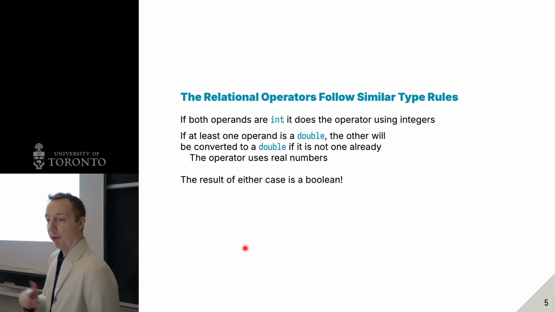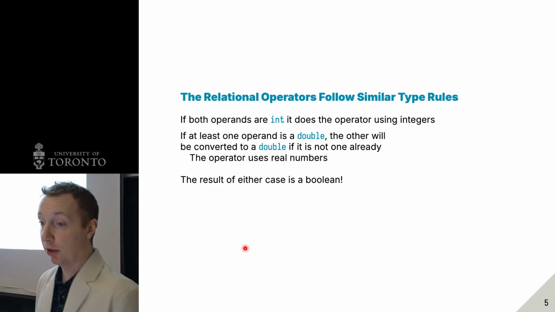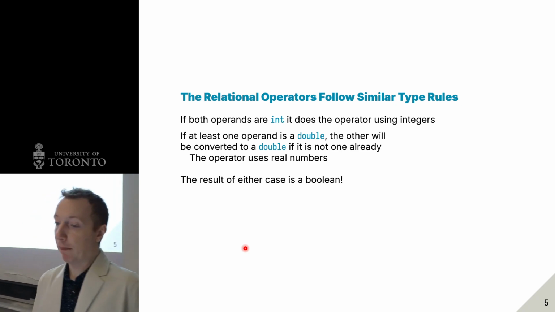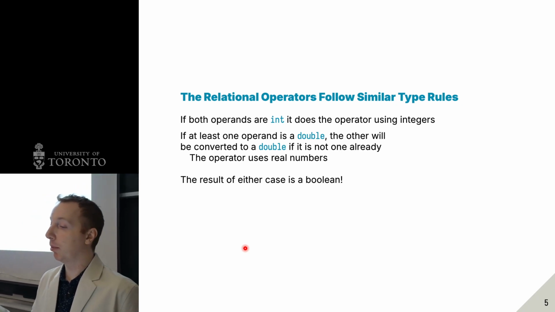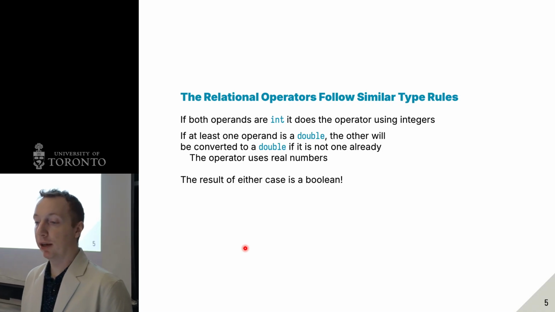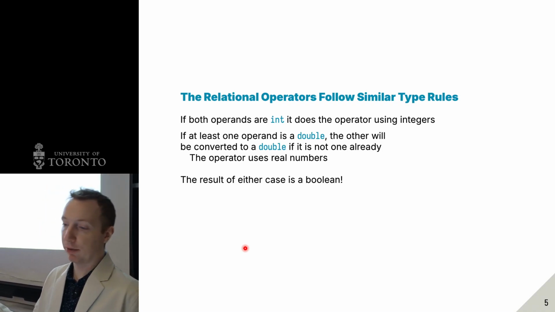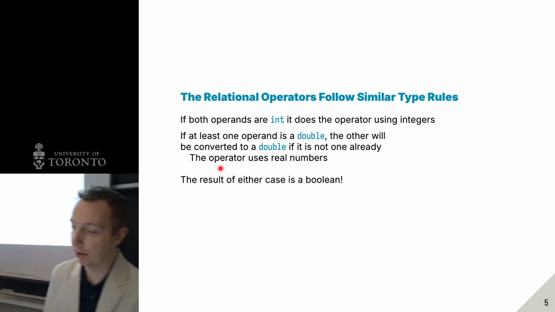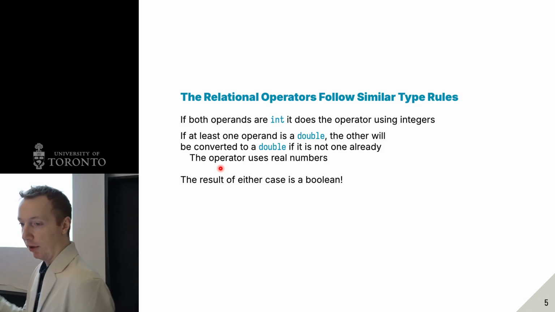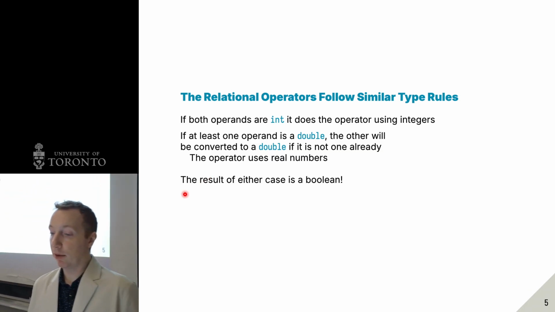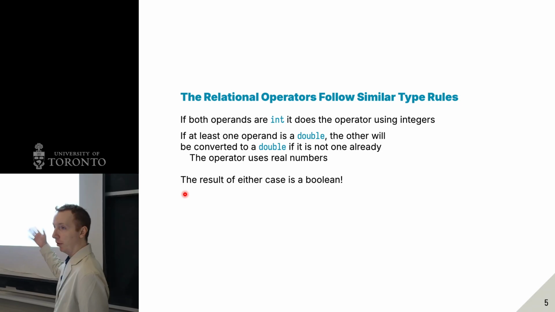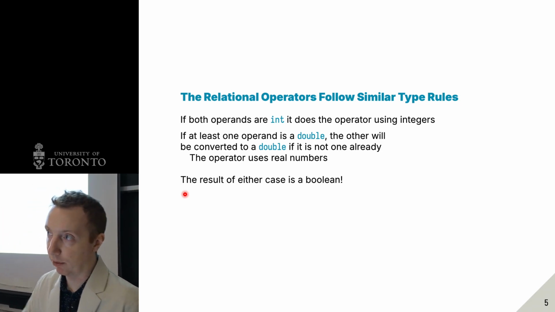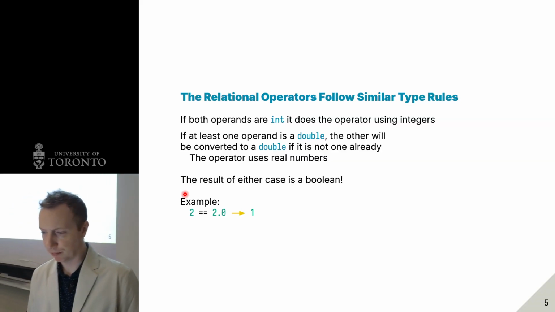All right, so the relational operators follow similar type rules to normal addition, subtraction, all that. If both operands are an int, it does the operation using integers. If at least one operand is a double, the other gets implicitly converted to a double if it's not one already, and the operator uses real numbers. So real numbers are numbers with a decimal point. But the result of either case is still a Boolean. It doesn't matter whether you do it on integers or doubles. The final result is always going to be a Boolean.